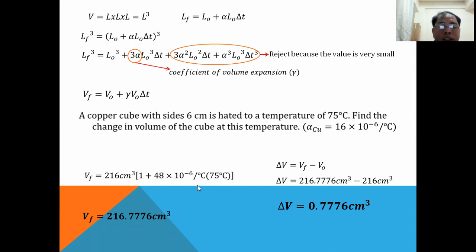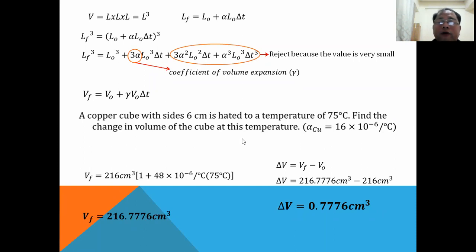So how much is the change in the volume? So the change in volume is this much. Final minus initial, you can also get the change in its volume. So if the cube is initially 6 centimeters, meaning 6 times 6 times 6, that's 36 times 6, so the original volume is 216. So how much will that expand? It expanded by 0.7776 cubic centimeter.